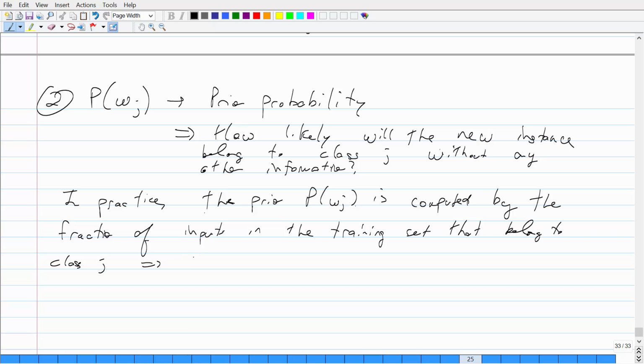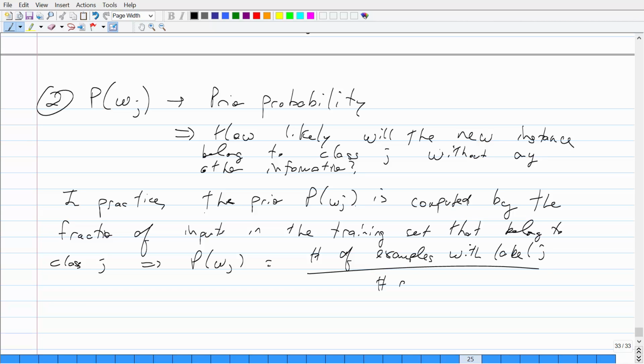Okay, so this is simply the number of examples with label J divided by the total number of examples. My grammar's not good today. Okay? So that's how you compute the prior.